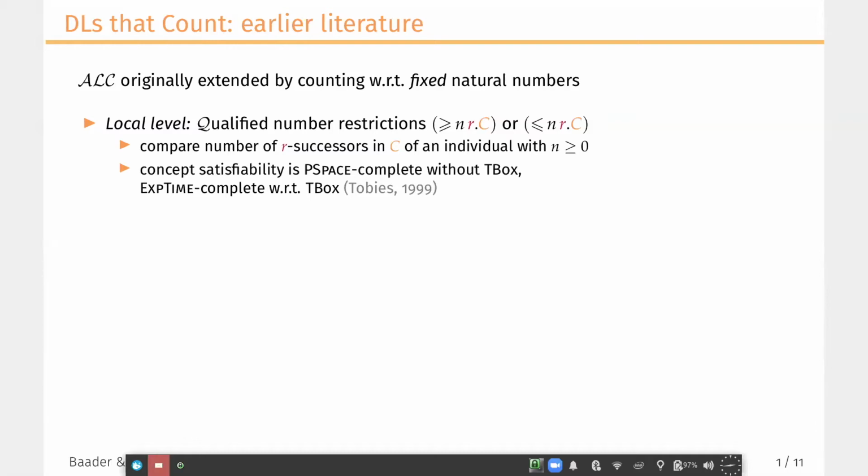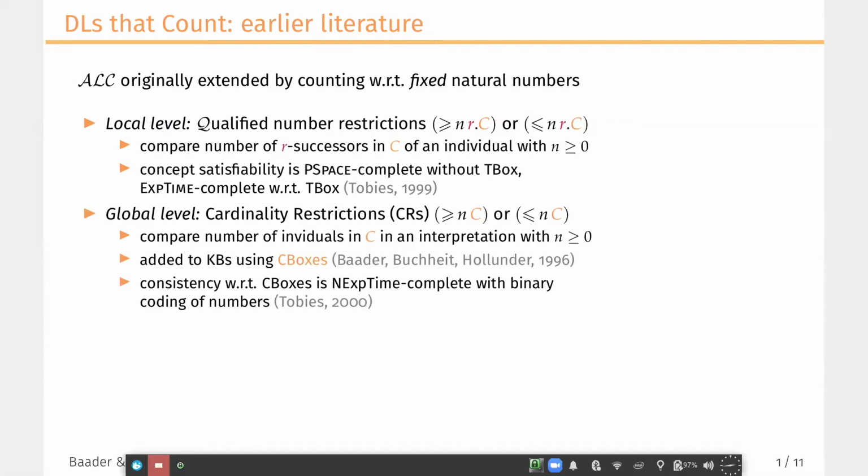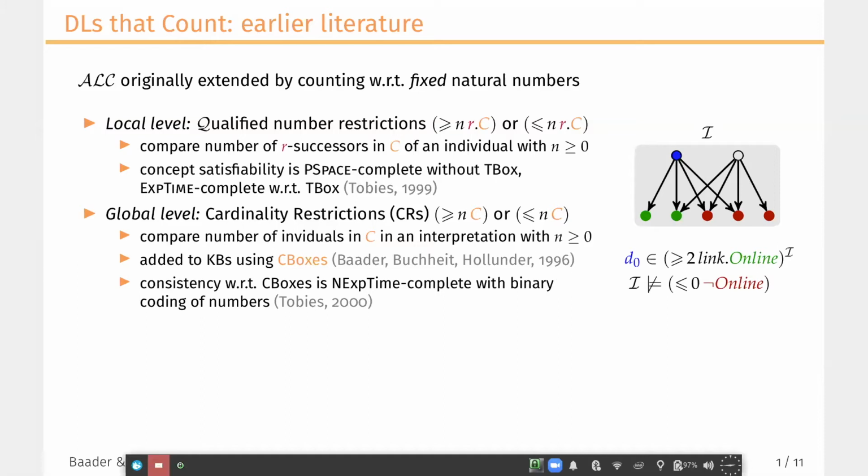On the global level, on the other hand, cardinality restrictions have been introduced in earlier literature by Franz and co-authors. In particular, they decide to add constructors that act on the entire interpretation and try to compare the cardinality of a concept, again, with respect to a fixed natural number. For such an addition, complexity is a bit higher, a bit harder, and depends also on the encoding of numbers. In 2000, Tobias showed that with binary coding of numbers, consistency with respect to CBoxes in ALCQ is NEXPTIME-complete.